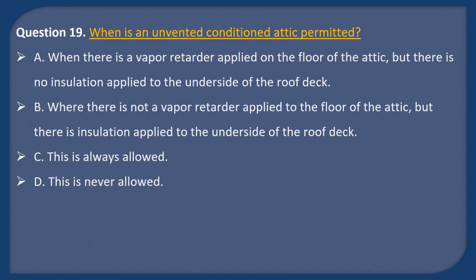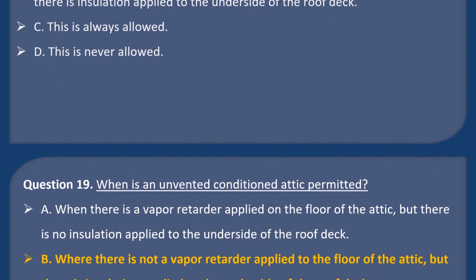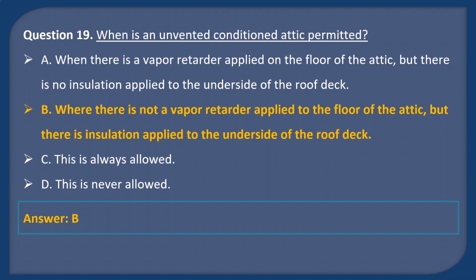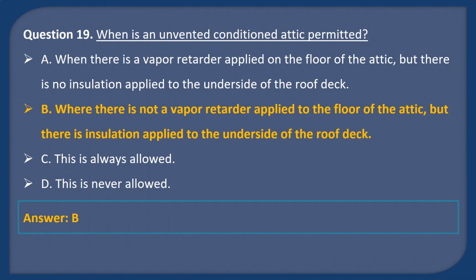Question 19. When is an unvented conditioned attic permitted? A. When there is a vapor retarder applied on the floor of the attic, but there is no insulation applied to the underside of the roof deck. B. Where there is not a vapor retarder applied to the floor of the attic, but there is insulation applied to the underside of the roof deck. C. This is always allowed. D. This is never allowed. Answer B.